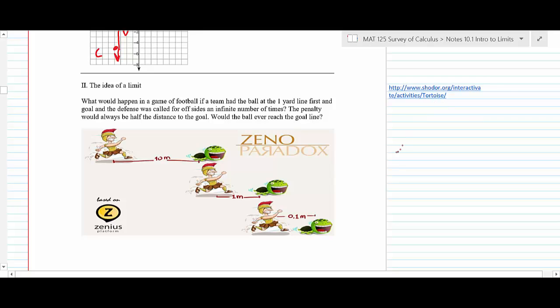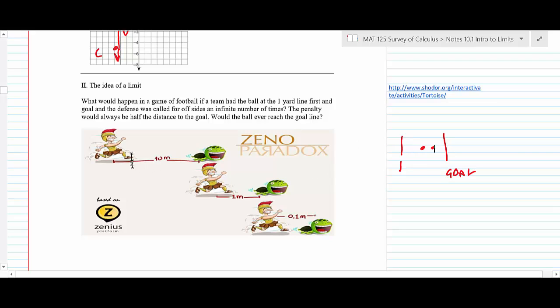Like if you're a football fan, say for instance you have the ball on the 1 yard line, and there's the goal line. If the defense jumps offsides, they penalize you half the distance to the goal line. So now the ball would be on the half-yard line. Well, let's say the defense jumped offsides again. Then the referee would put the ball halfway there. What if the defense just infinitely jumped offsides? Would you ever get to the goal line? No, not quite, but you would be getting closer and closer to it, wouldn't you? Okay, that's the idea.